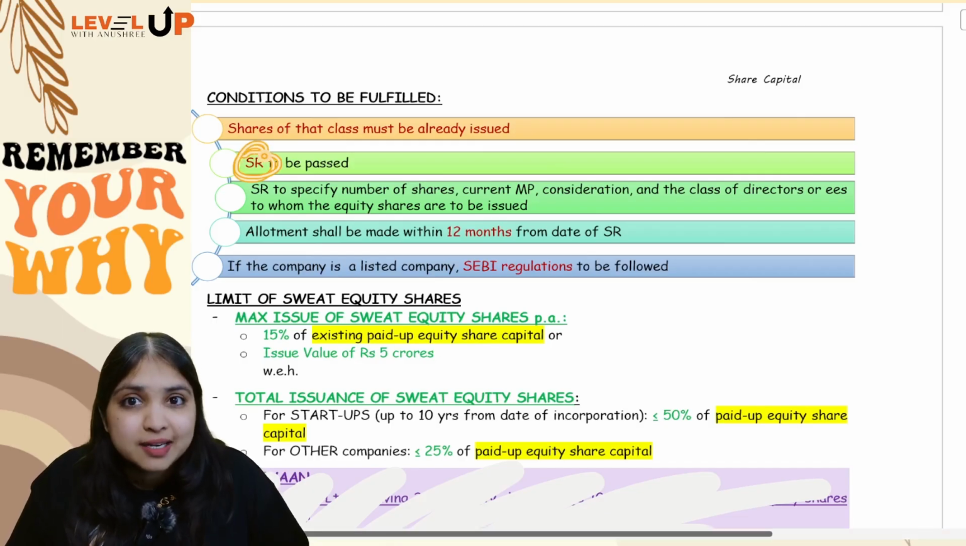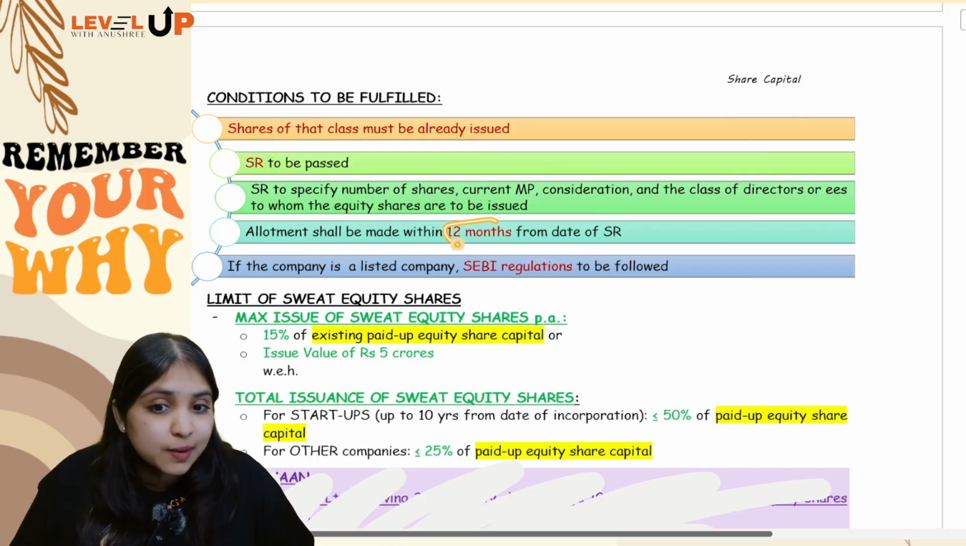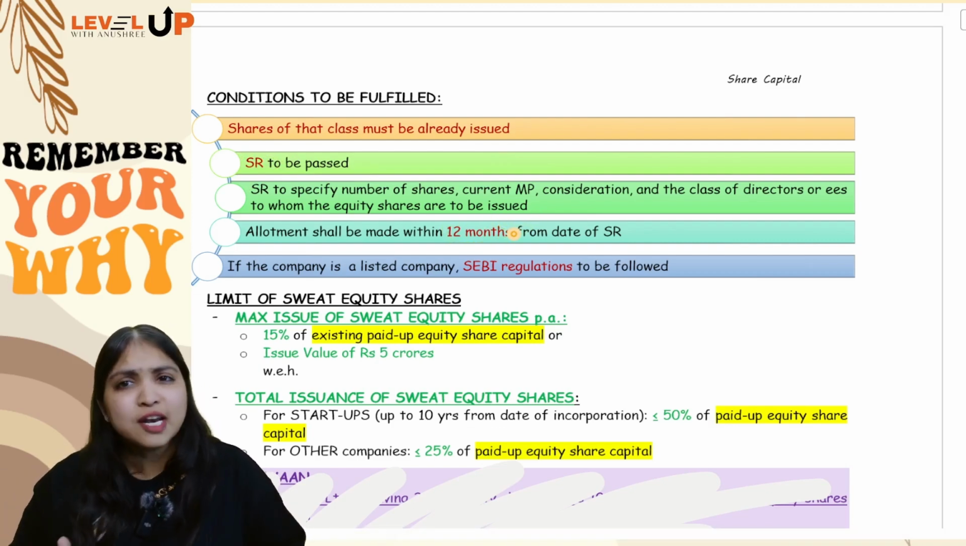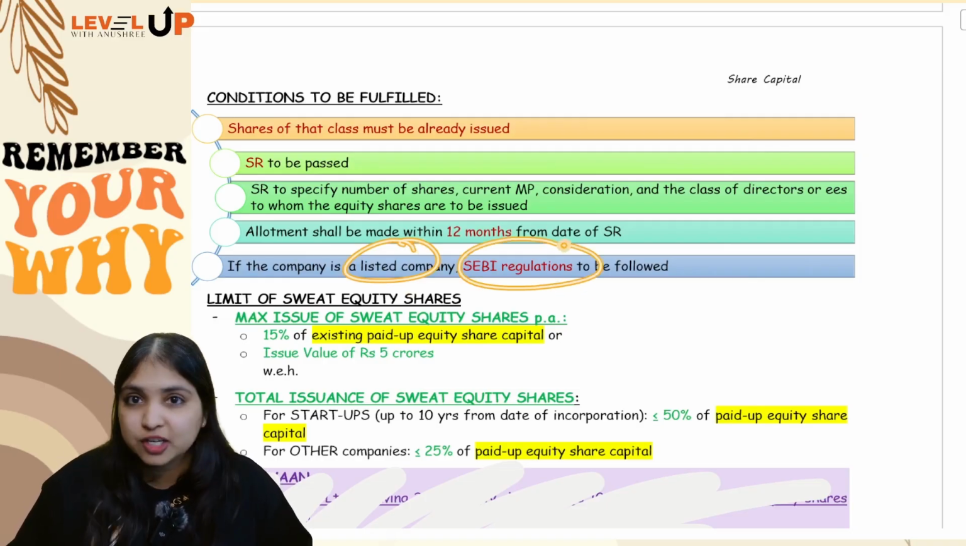But this SR will have a validity period, guys. It will have a validity period of only 12 months. So within 12 months from the date of passing the SR, the company should allot the sweat equity shares. And of course, if the company is a listed company, SEBI regulations also have to be followed.